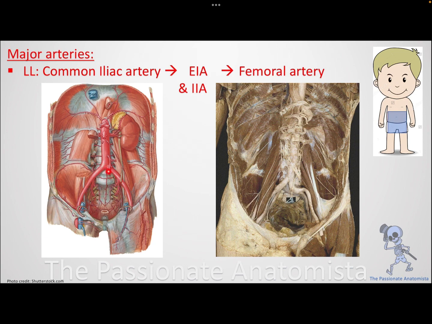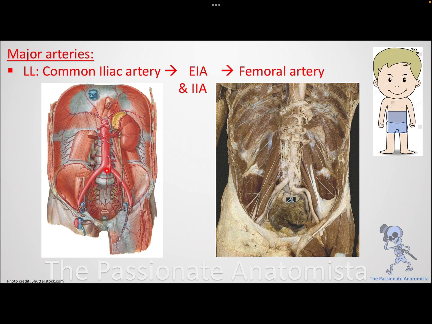So here I have common. Why do we call them common? Because they will further bifurcate into internal and external. The internal will go to the pelvis and give blood supply to your pelvis. So this is what we call internal iliac. And the external goes externally to the thigh region. And once it exceeds the inguinal ligament, we will call it femoral.